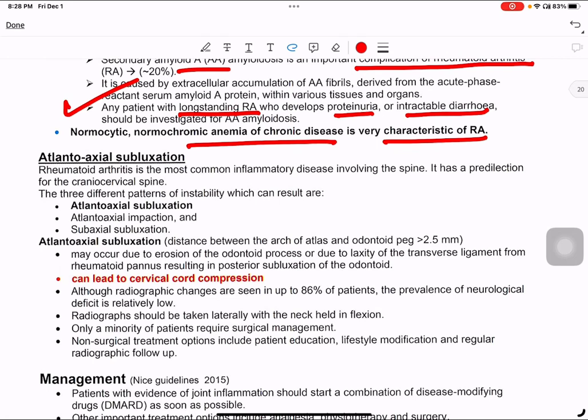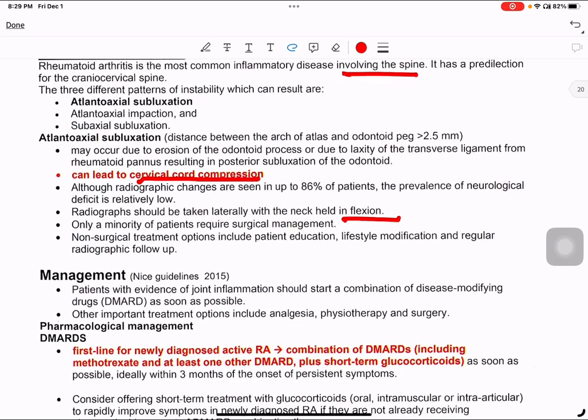Atlantoaxial subluxation is the most common inflammatory joint involvement of the spine. So it can cause atlantoaxial subluxation, atlantoaxial impaction, or subaxial subluxation. It can lead to sudden cervical cord compression and sudden death. So X-ray of the spine in flexion and extension should be done with MRI of the spine. And if required, neurosurgical intervention should be done in time to prevent sudden death.